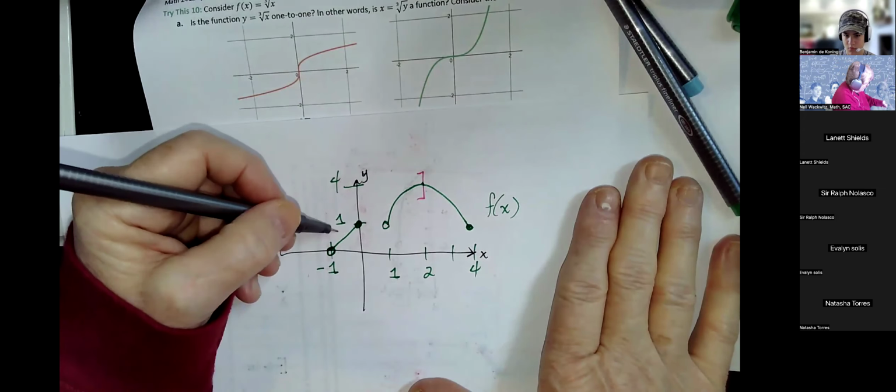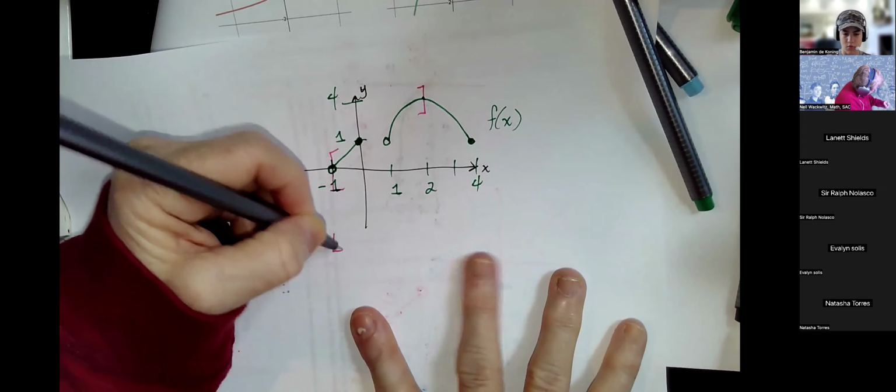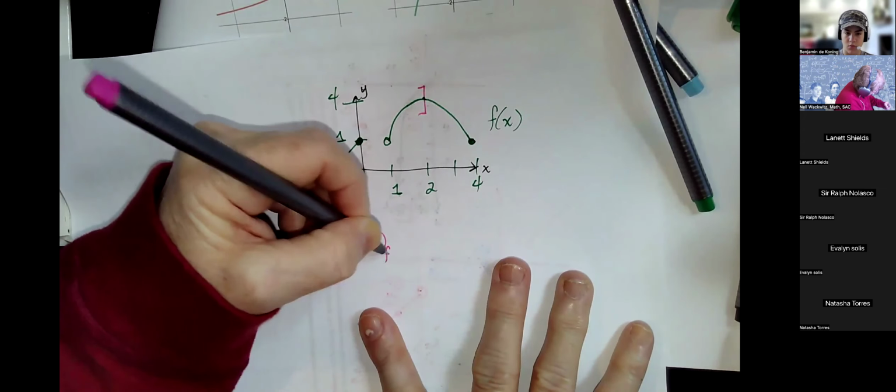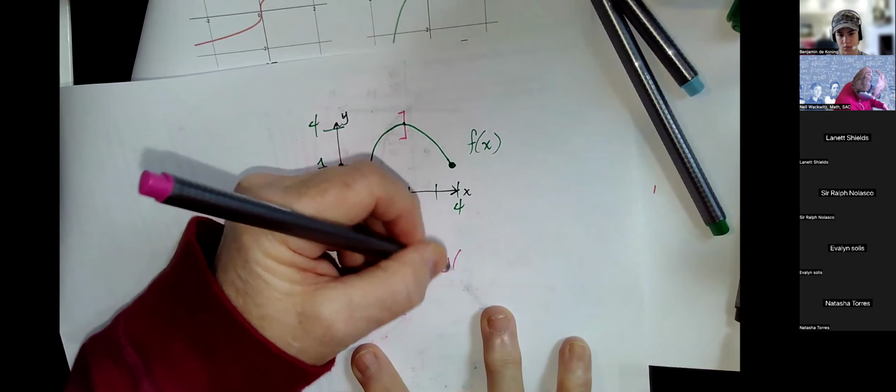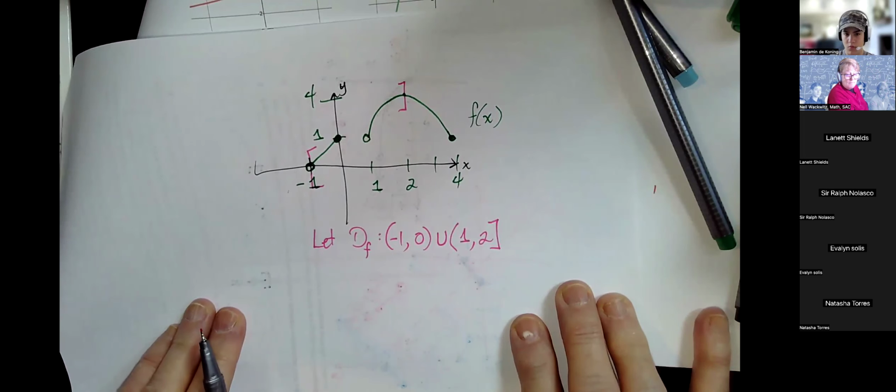Yeah. So from there, make this something like a restricted domain. So we're going to say, let the domain of f be, it's an open here, so -1 to 0. And then it's an open here at 1, and we're going up to 2. Is that right? Yeah, that looks right. We can do that, yes. All right.